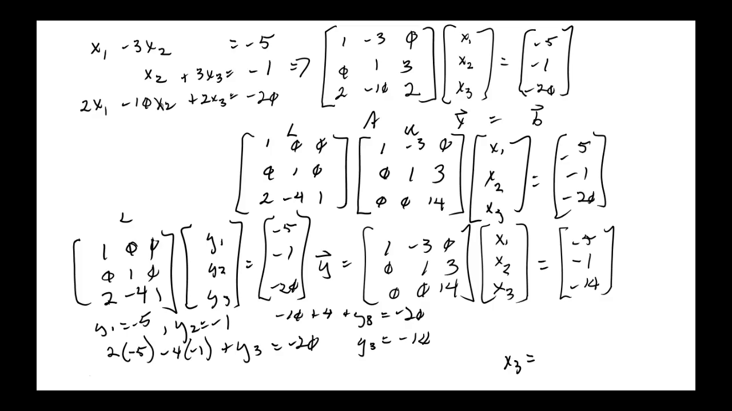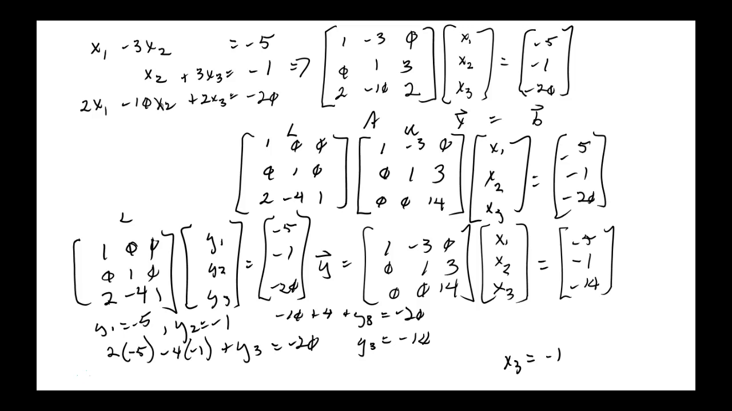Look at this. 0 plus 0 plus 14x3 is equal to negative 14. What's x3? Negative 1. Yeah, right? Just taking the third equation here: 0 plus 0 plus 14x3 is equal to negative 14.